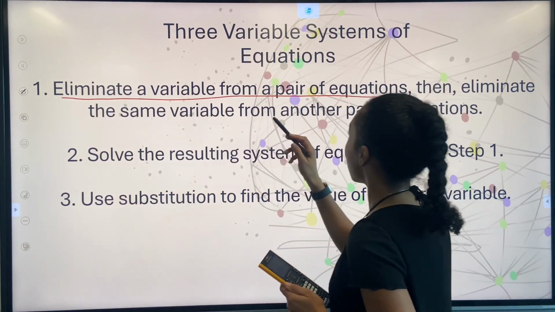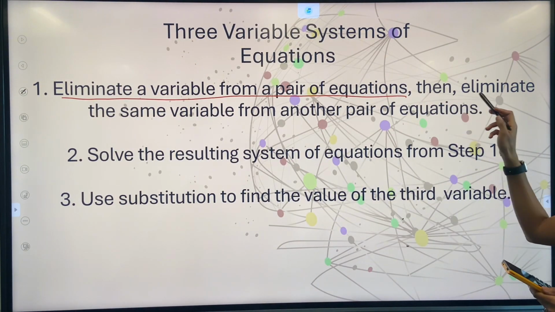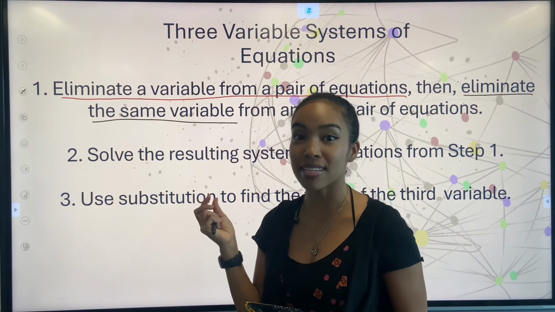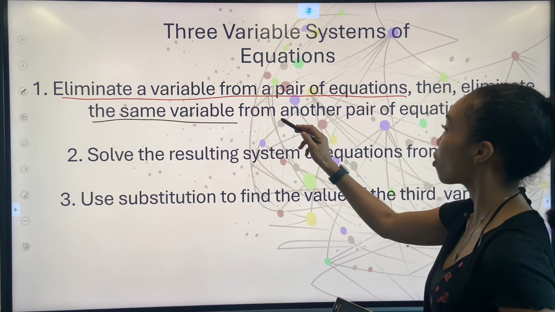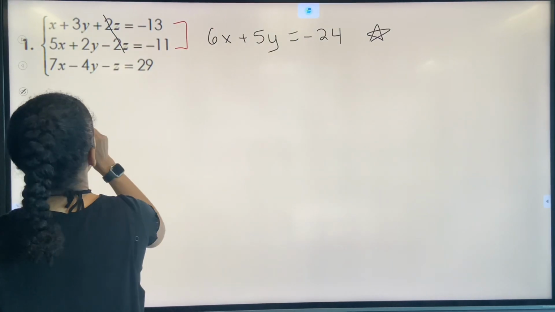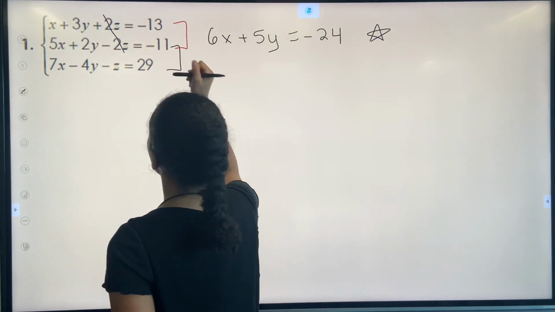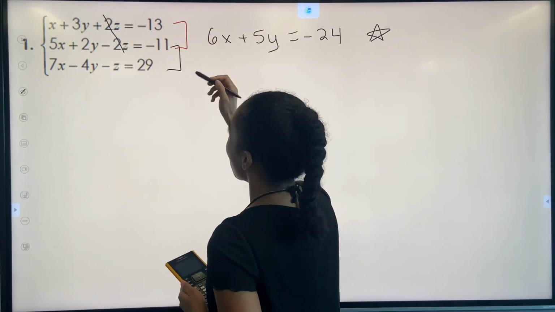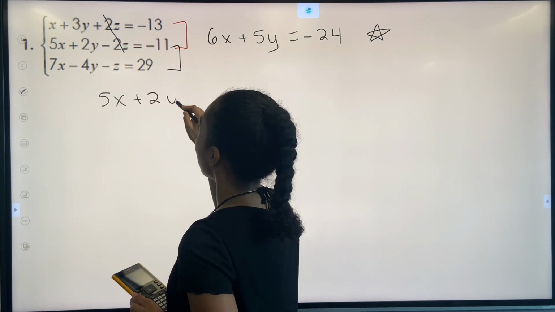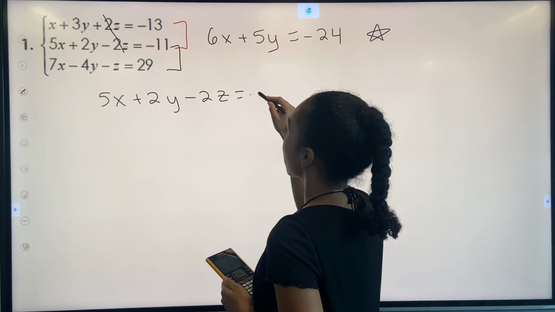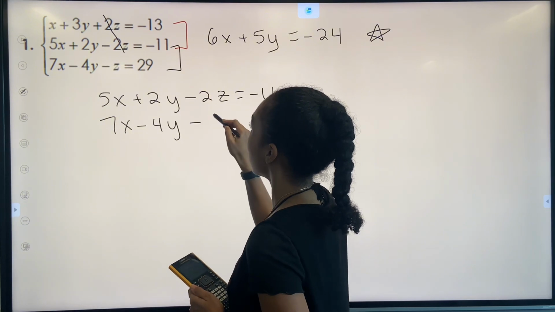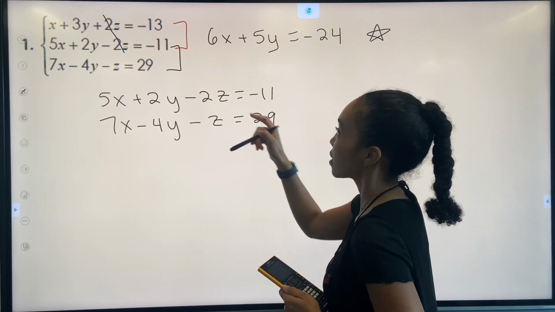Let's look at the rest of the steps. Then eliminate the same variable. So in this case, we're going to eliminate z again from another pair of equations. So I'm going to do these two this time. This is a different pair. So I'm just going to write this pair out because I will have to multiply. That's this middle one. And that's the bottom one.